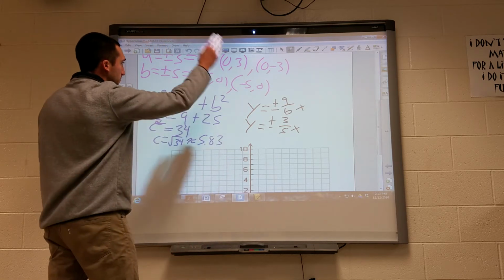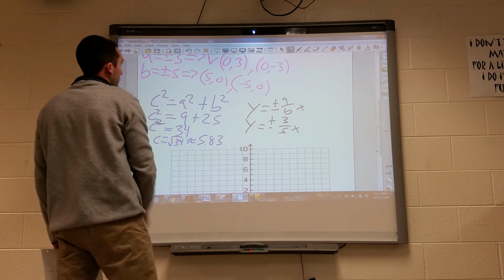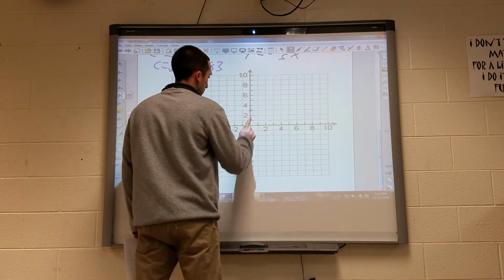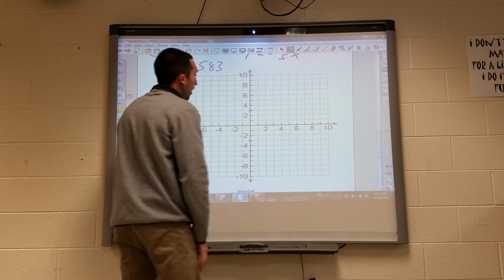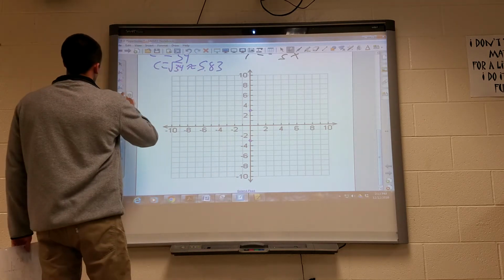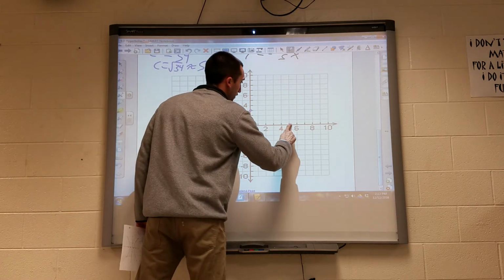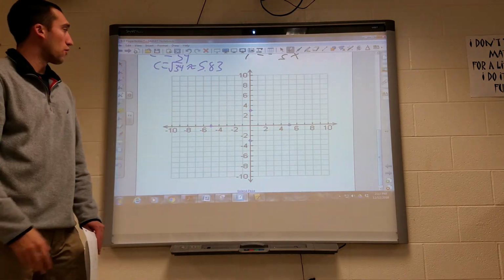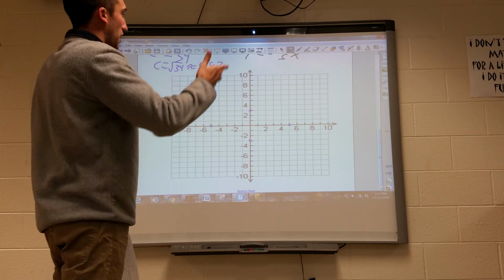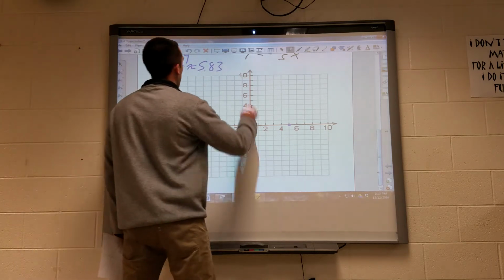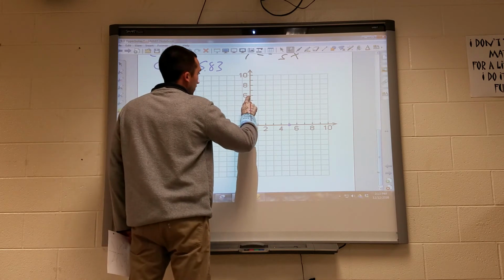So let's start with our vertices at positive and negative 3. Our b values, like I said, are not really a part of the graph. They just kind of give us guides for how we're going to draw our asymptotes. Our foci are at about 5.8.